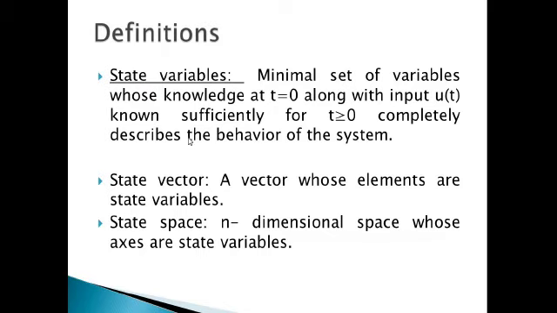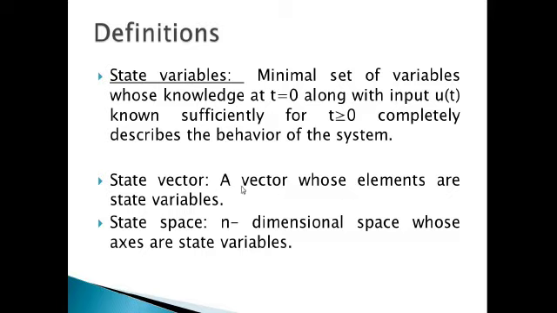Coming to the second definition, state vector. The combination of all these state variables, what I explained in the previous definition, is nothing but state vector. For example, out of 5 variables, 3 or 4 may be sufficient to define the particular system. The corresponding set of variables is called a state vector. That's a vector whose elements are the state variables.